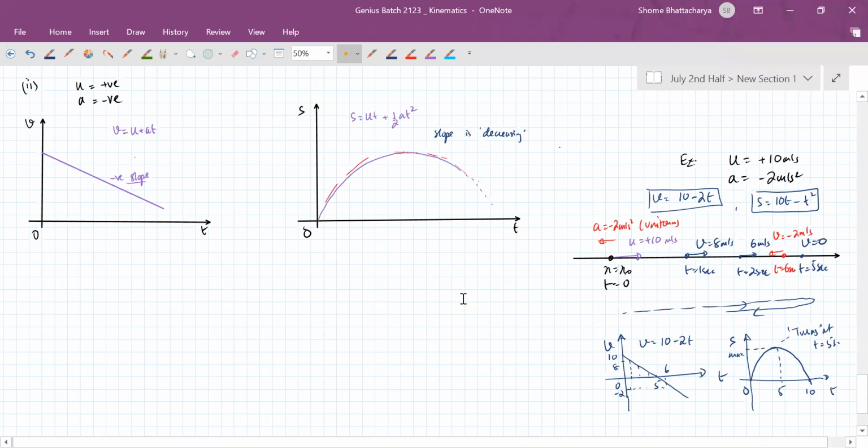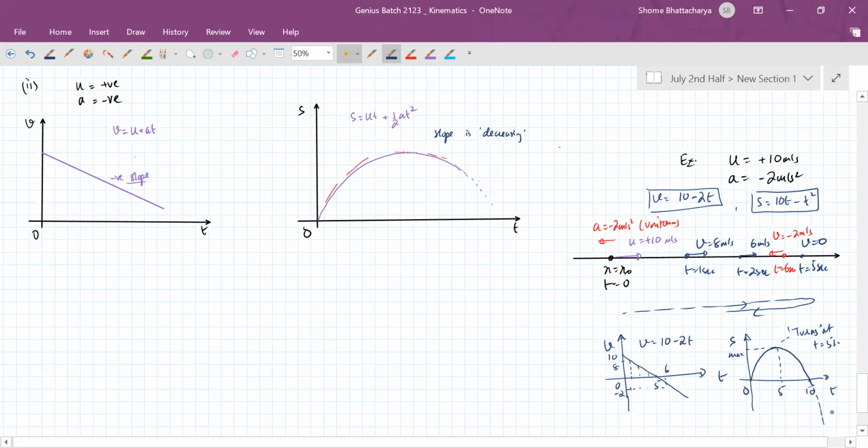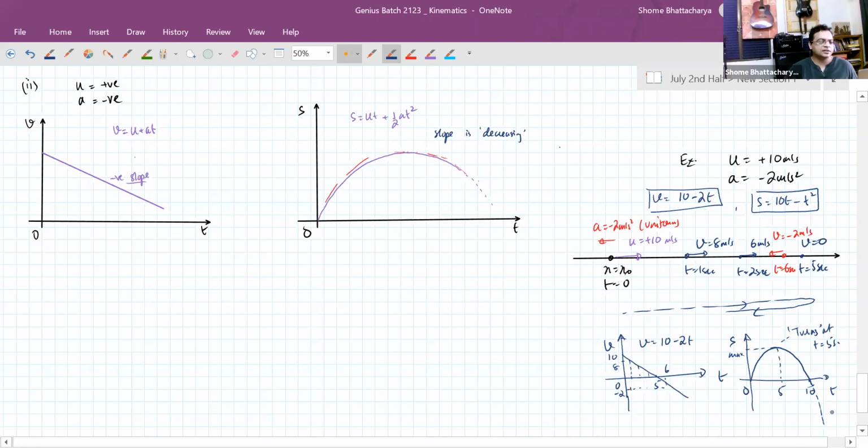So then what about the graph? After that point, the graph will also show it going negative like that. S is always the position from where it started. So imagine you are standing on the balcony and you've thrown the ball up and now it's gone past you and you're seeing it going down. With respect to you, its displacement is negative now because you've taken the axis upwards as positive.